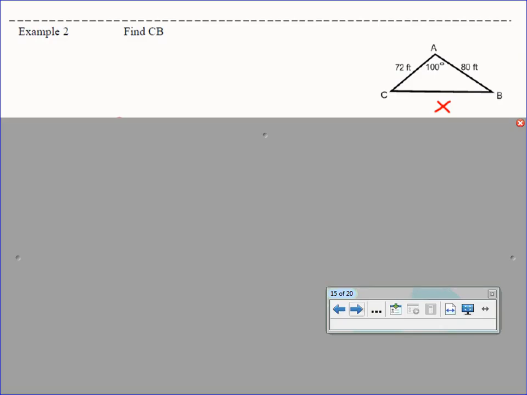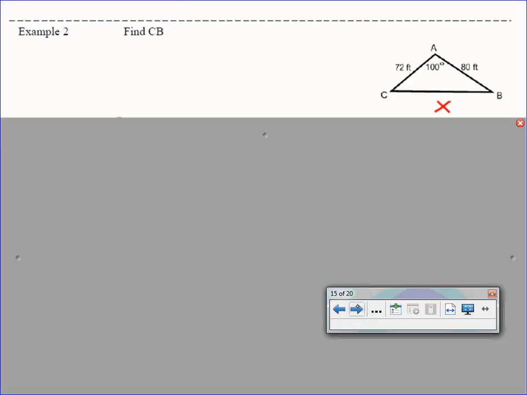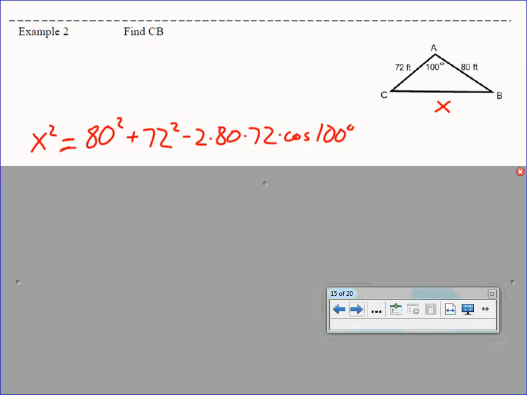Law of cosines has a squared or b squared or c squared. A, b, and c are my angles, so we'll start off with my unknown side length being opposite angle a, so my x would be the a in that first law of cosines form. So we'll start off with underlined x squared equals, and then it doesn't matter which comes next, we'll do 80 squared plus 72 squared minus twice the product of 80 and 72 times the cosine of 100 degrees, the angle opposite my unknown side length that's isolated.